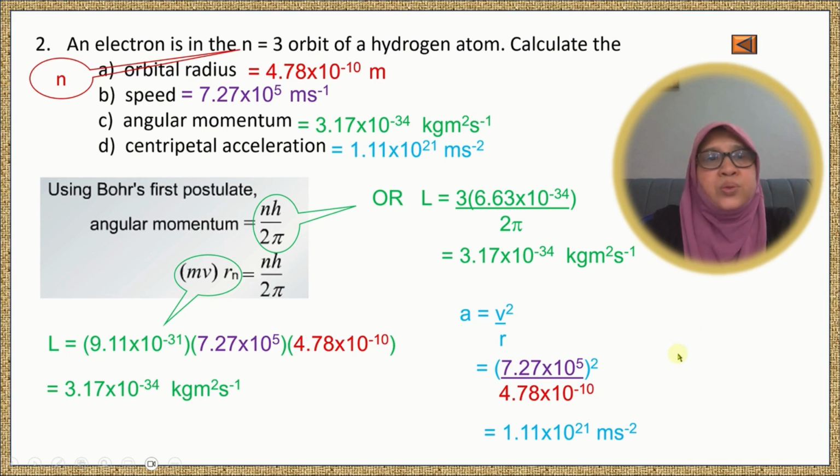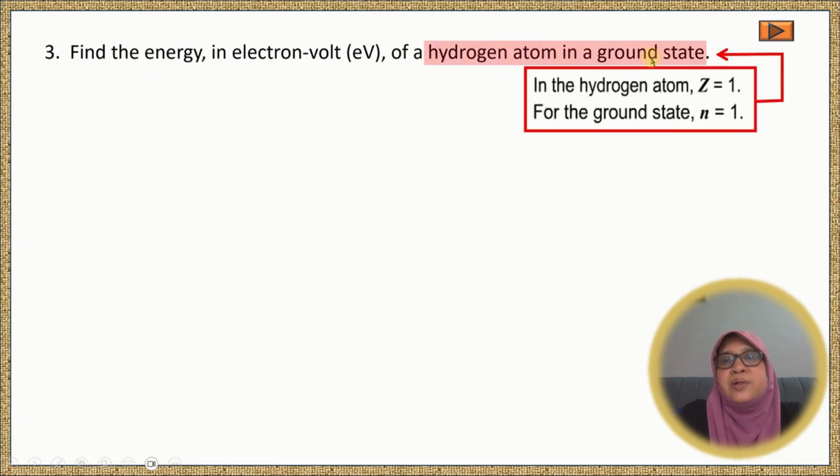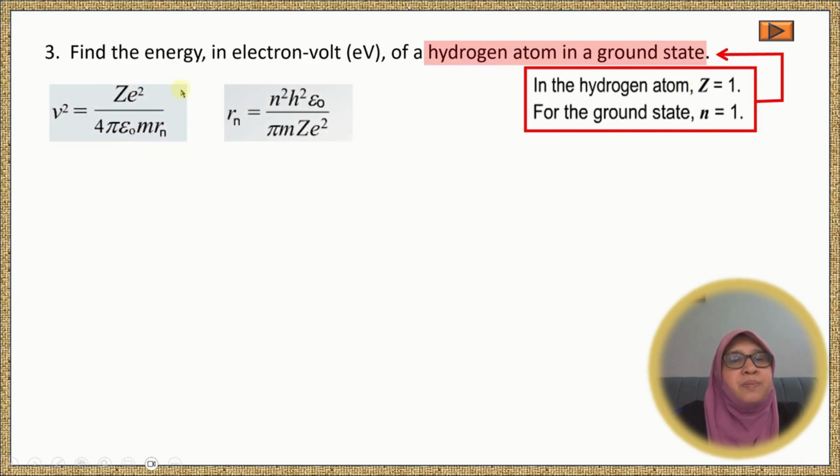Okay, now we go to question 3. Question 3: find the energy in electron volts of a hydrogen atom in the ground state. For the ground state, n equals 1, and for a hydrogen atom, Z equals 1. Z is the atomic number. From the previous formulas we derived, v squared equals Z e squared over 4 pi epsilon naught m r, and the radius is n squared h squared epsilon naught over pi m Z e squared.